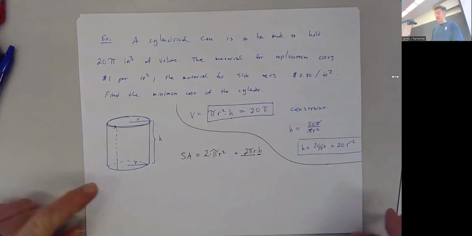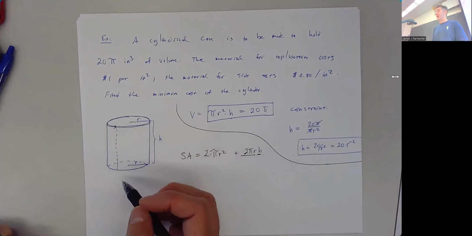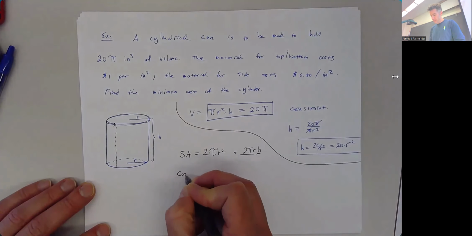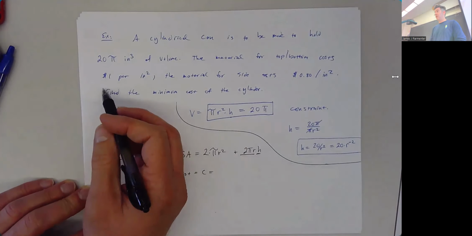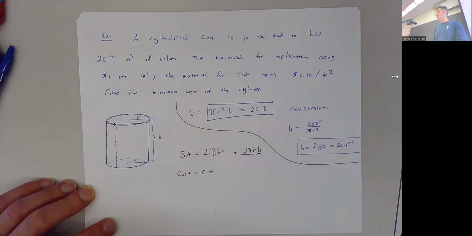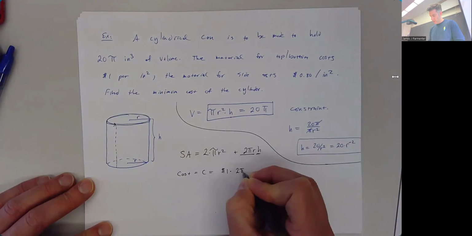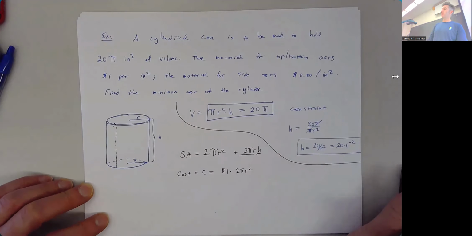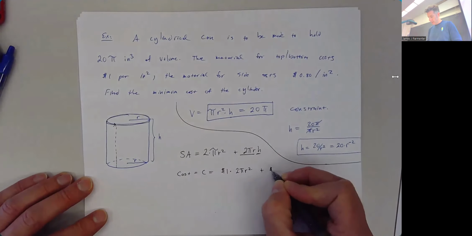But that's not the thing I want to maximize or minimize. I want to minimize the cost. And the problem is the top and the bottom have a different cost than the side part. The top and the bottom cost $1 per square inch. So I'm going to multiply how much area they are by the $1. So it's going to be $1 times 2 pi r squared. And the around part costs 80 cents per square inch. So I'm going to multiply the area of the around part by 80 cents.